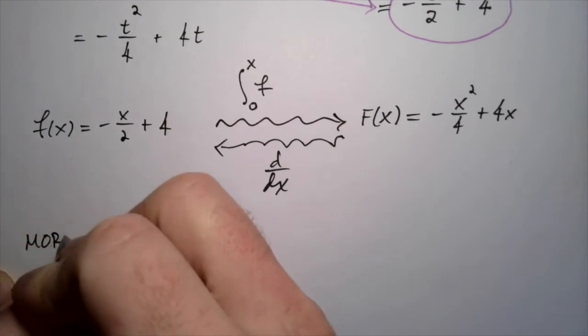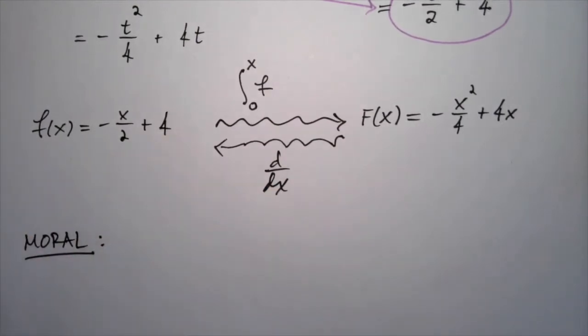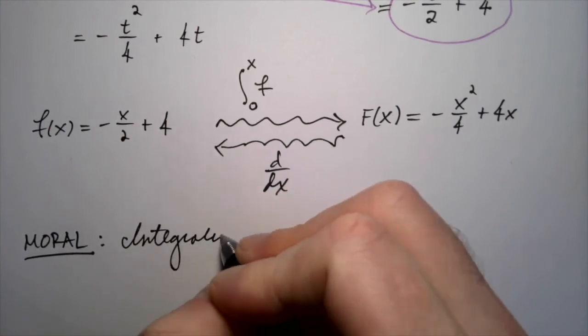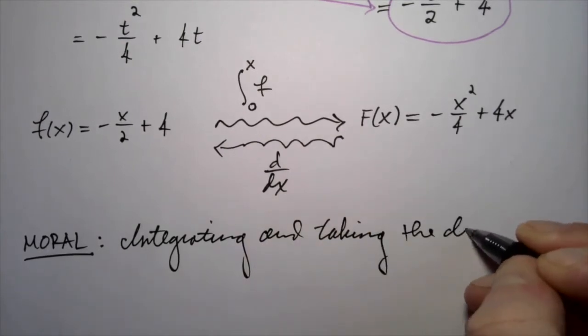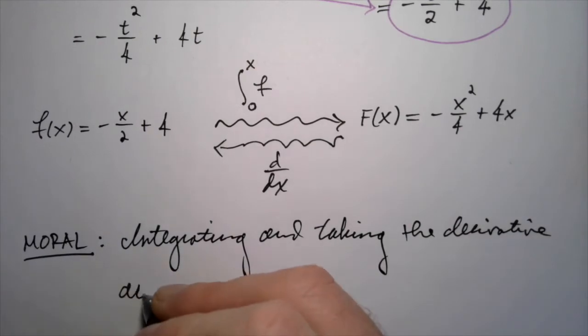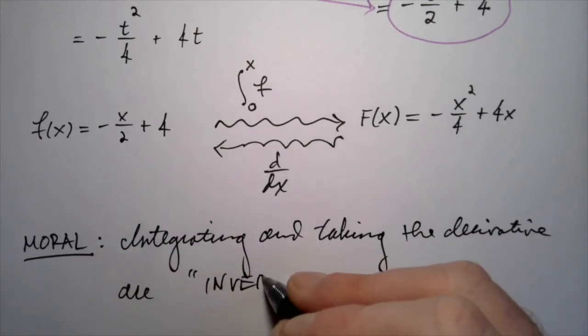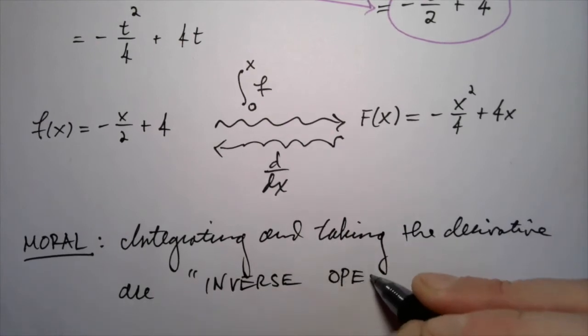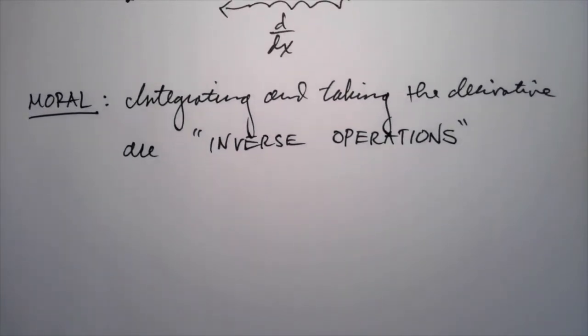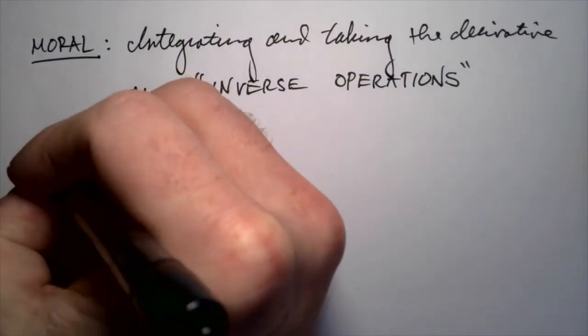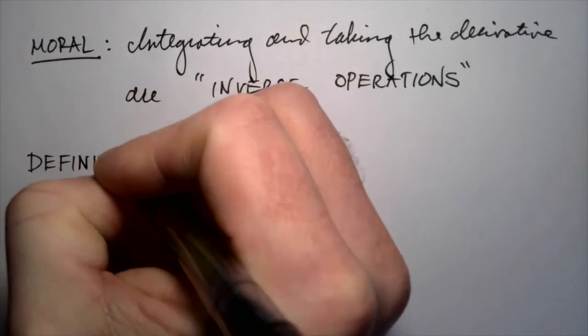So the moral of our calculation here is the following. Integrating and taking the derivative are, in some sense, inverse operations. Now that's the content of the fundamental theorem of calculus. That's what we're working up to. I'm slowly introducing the ideas involved through examples. So before we get to actually stating the fundamental theorem of calculus, I just want to formalize one idea that we've seen, which is this idea of undoing the derivative.